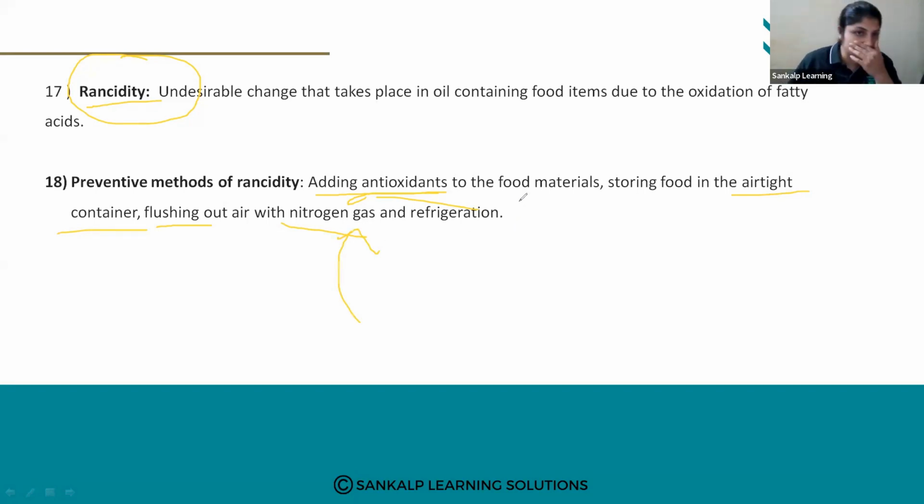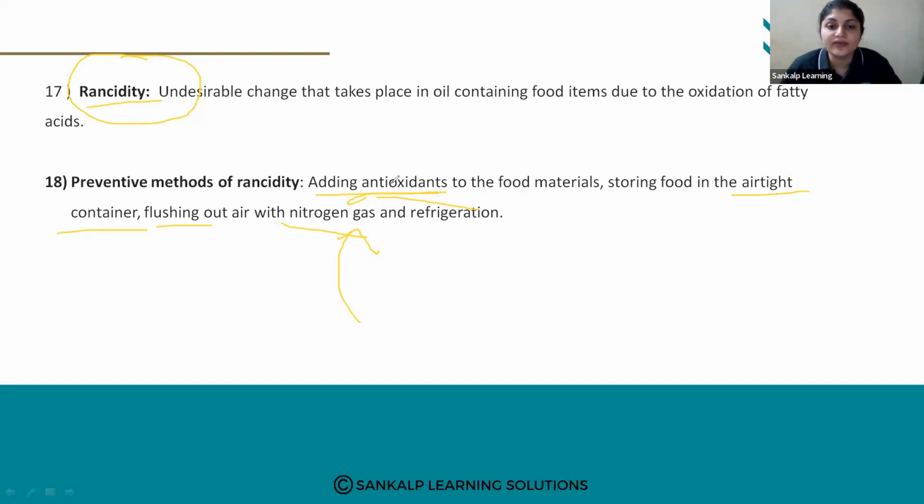To avoid the rancidity of food materials containing oils and fats, antioxidants are added. What is the role of antioxidants? They help to preserve the food for a longer time.